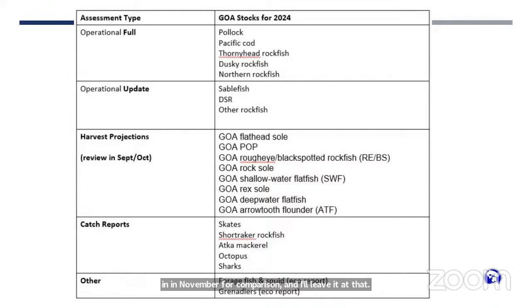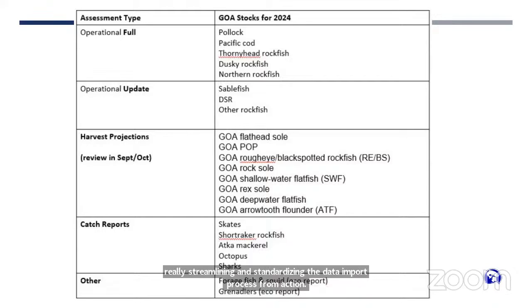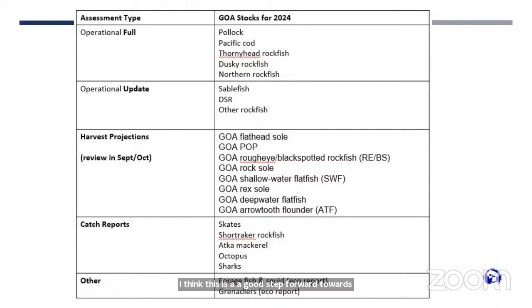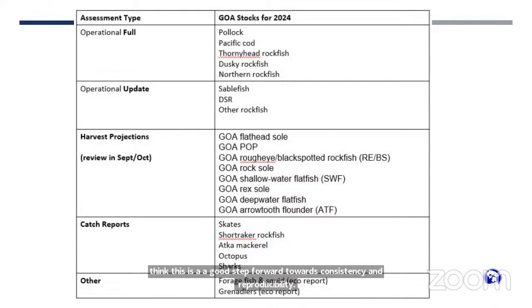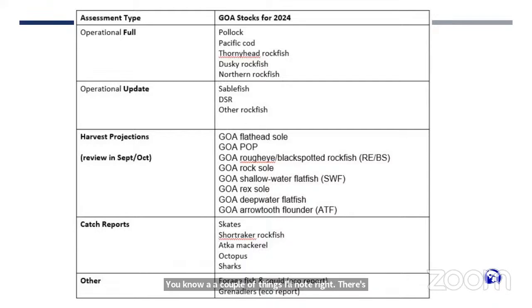So next is PCOD. Yeah, for Gulf Pacific cod, as usual, I think we can thank the authors for their diligent efforts to explore some necessary updates to the input data for the assessment and really streamlining and standardizing the data import process from ACFIN. I think this is a good step forward towards consistency and reproducibility. A couple things I'll note, right? There's no new survey data for 2024 for the stock, so we're only getting new fishery catch and length composition data.